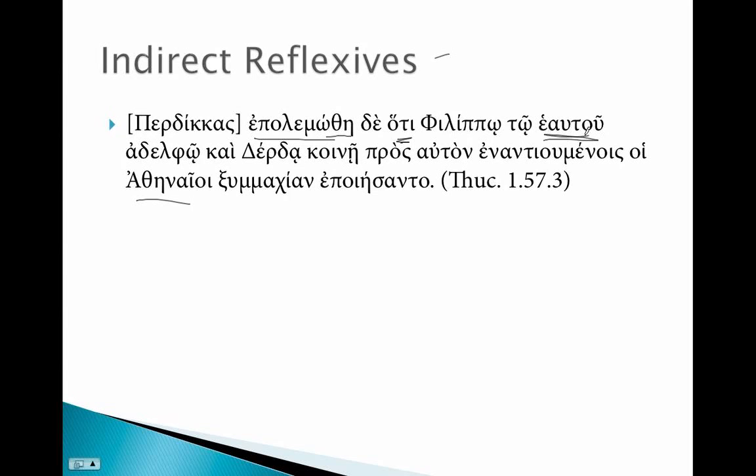There's a reflexive. It's going to point back to our original subject, which is Perdikkas. They made allies with his brother. That is Perdikkas' brother. If we didn't use the reflexive, it would be someone else's brother. But the reflexive says it's the same person as our subject. So watch those indirect reflexives. Watch the breathing marks, especially on what look like pronouns. If it's soft breathing, it's a pronoun. If it's a harsh breathing, it's a reflexive pronoun.